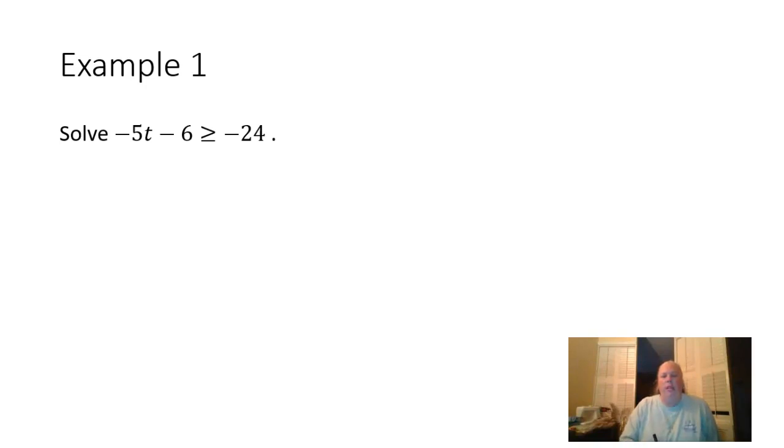Alright, to solve for t, we're going to start by adding this 6 over to the other side. These are going to cancel out. Over here on the left, we're left with negative 5t. This is still greater than or equal to, and then 6 minus 24 is going to give me negative 18.